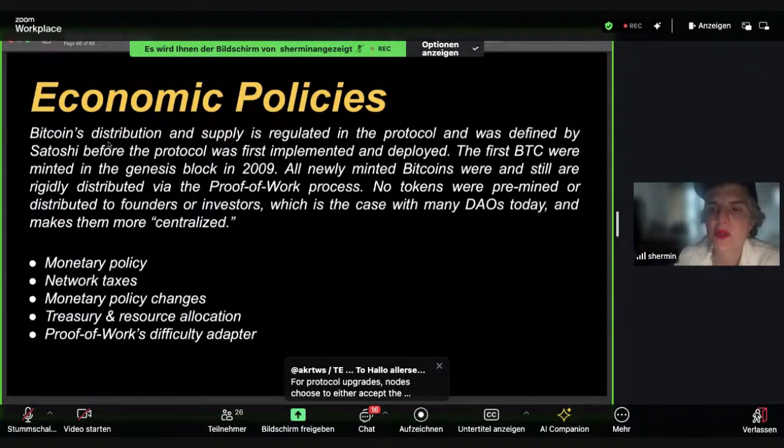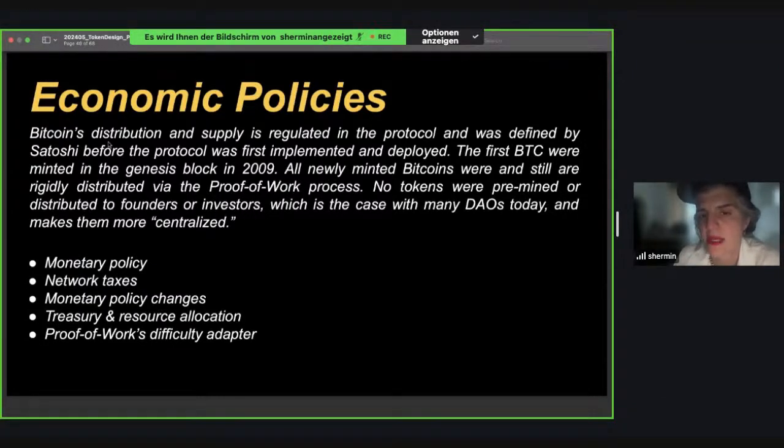All newly minted Bitcoins were and still are rigidly distributed via the process of proof of work every 10 minutes to the winning miner. No tokens were ever pre-mined or distributed to founders or investors, as was the case with many ICOs or many DAOs today that do some fundraising. They have a treasury, they issue some tokens, they earmark these tokens for certain purposes to be spent later. This is very often criticized as being centralized. This was never the case with Bitcoin.